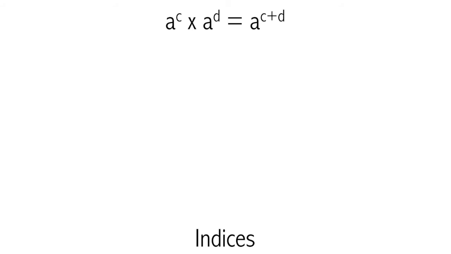So a raised to the power c multiplied by a raised to the power d is equal to a raised to the power c plus d. So if you have a question that goes 3 raised to the power 2 into 3 raised to the power 3, it is the same as 3 raised to the power 2 plus 3, which is 3 raised to the power 5.